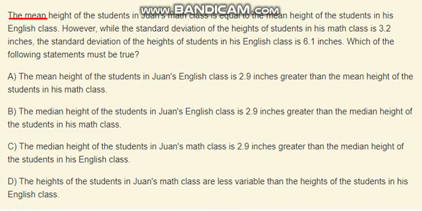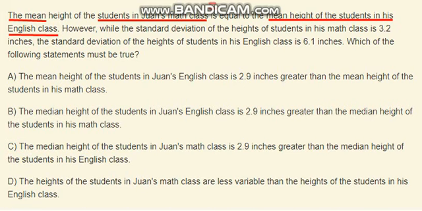So this word is very important right here, the mean. This is another word for average. The average height of the students in Juan's math class is the word equivalent to the equal sign, so we're just going to put that there. Is equal, so this is equal to the mean height of the students in his English class. So whatever the mean height is in his math class, the English class has the same average height. So if this is 6.7 inches for some reason, that's going to be 6.7 inches as well.